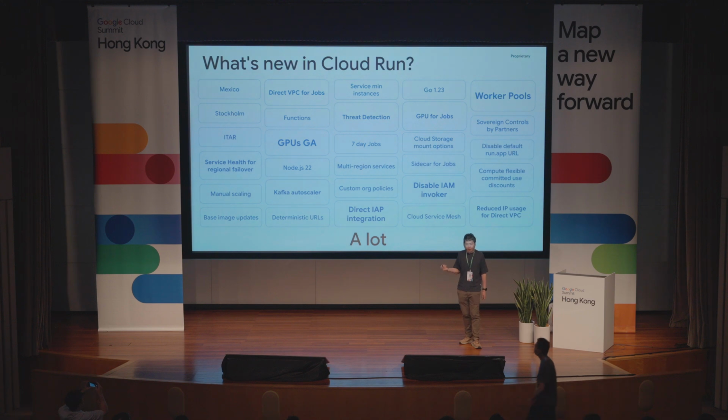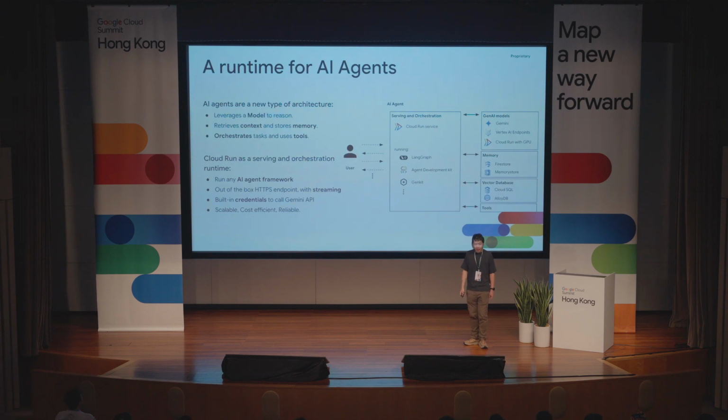And since we GA Cloud Run back in 2019, there's a lot of features that we rolled out in the past years. There's so many. But let me pick 3 things and just talk about them in a moment. Okay, I have to talk about AI because AI is the important thing.